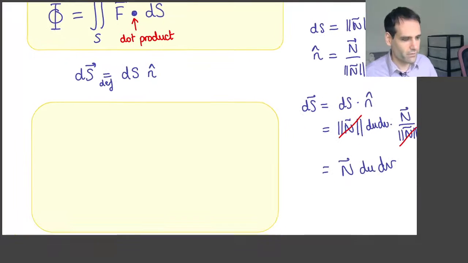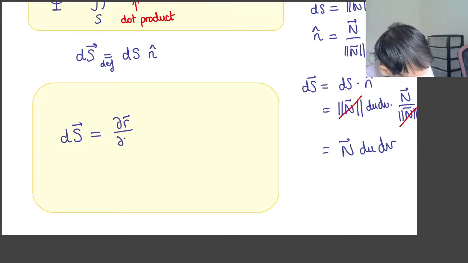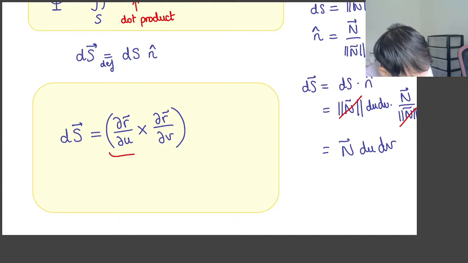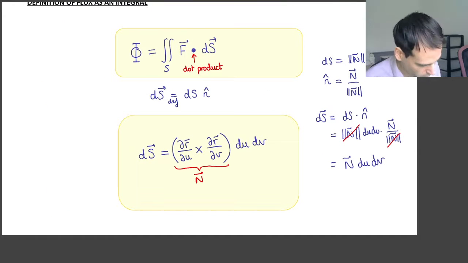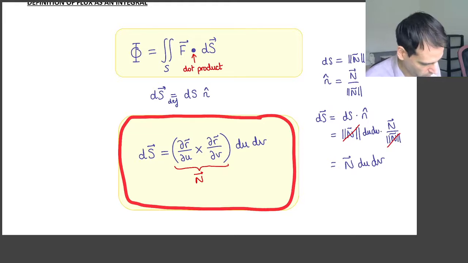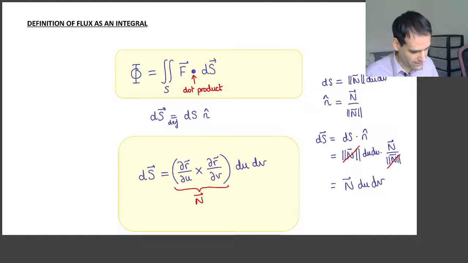And therefore I can write it down here. dS vector is calculated as the partial derivative of r with respect to u cross the partial derivative of r with respect to v. And this is a vector, which we have called the vector n, times du times dv. And this I wrote in a golden box to indicate that it is a very important equation. So that is how we calculate dS.